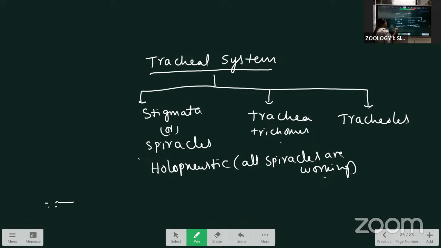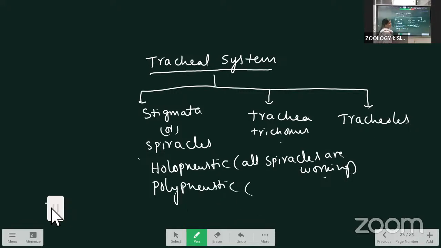And this is also called a polypneustic. Polypneustic means more than 3 pairs of spiracles are present, that we call a polypneustic.